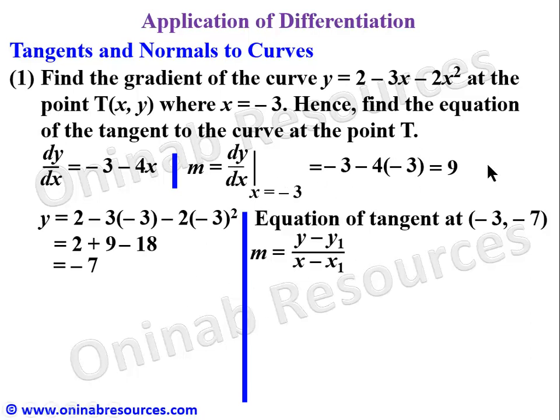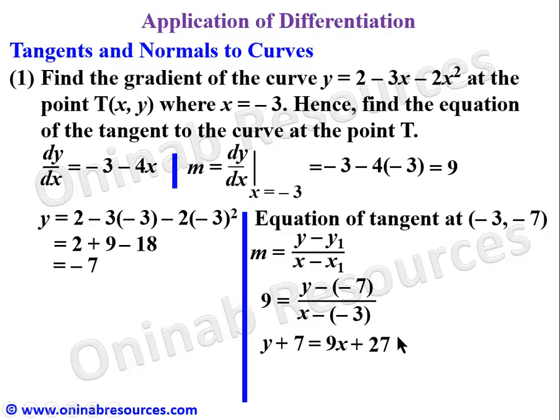So we substitute our m equals 9. This is 9 equals (y minus negative 7), since this is y1, over (x minus negative 3), since this is x1. Cross multiplying, this is going to change to positive 7. So we have y plus 7 equals 9x plus 27. This is positive 3 times 9, which gives positive 27.